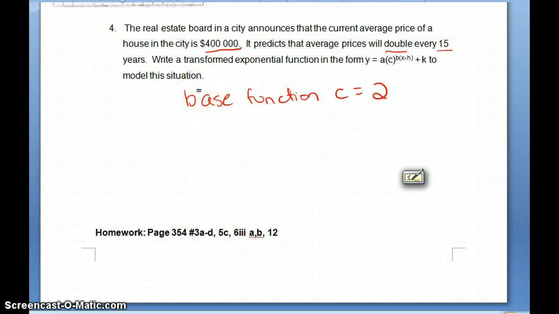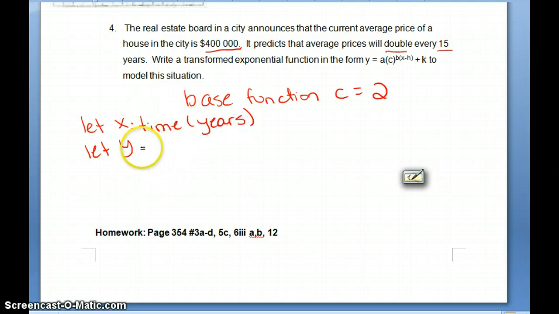And maybe we should start off with, let's define x and y. So let's write our let statement. So we'll let x equal time, and that'll be time in years. And we'll let y equal the price of housing. And this here is just simply in dollars. Okay.